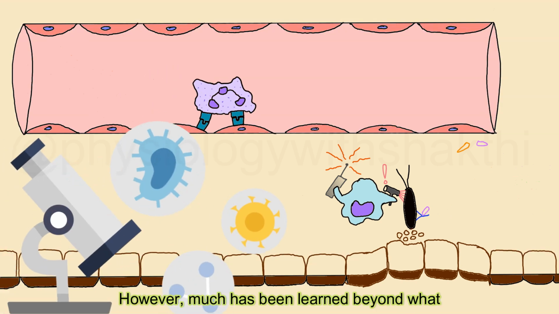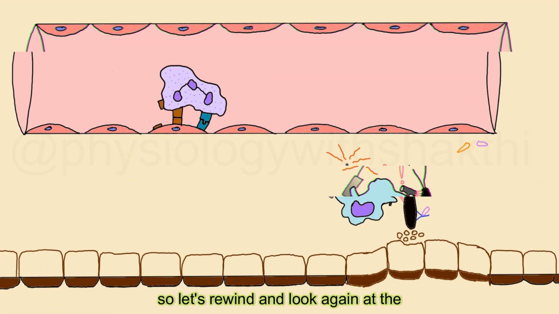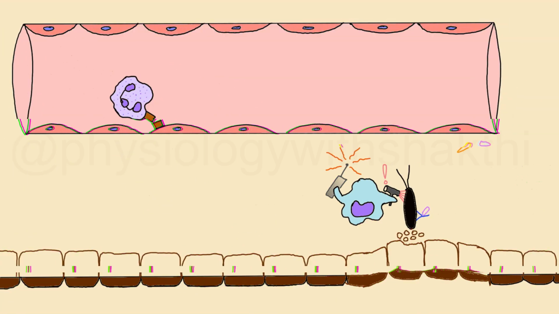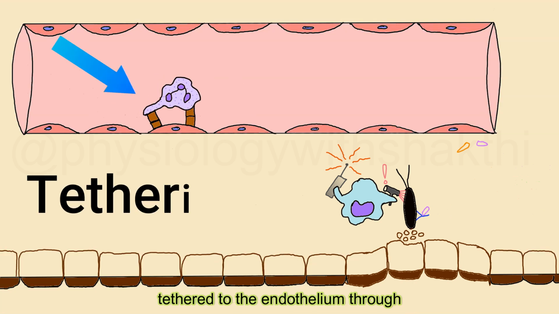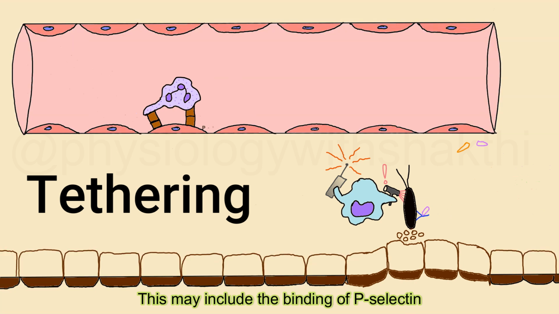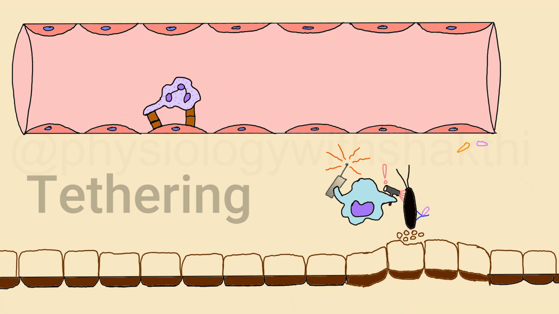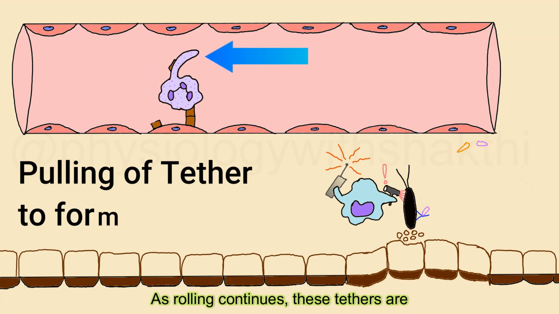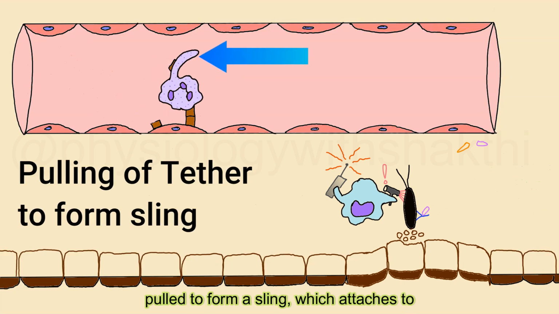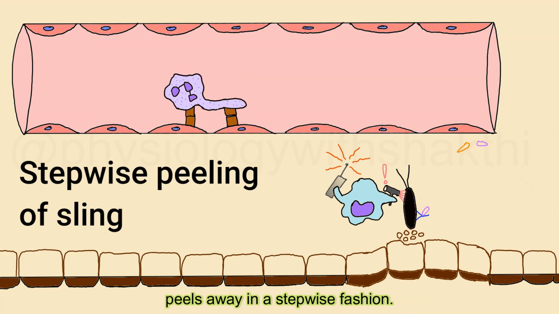However, much has been learned beyond what traditional textbooks describe, so let's rewind and look again at the current understanding. The moving neutrophils initially get tethered to the endothelium through specific protein interactions. This may include the binding of P-selectin to its ligand, PSGL1, or interactions involving E-selectin and sialylated carbohydrate ligands. As rolling continues, these tethers are pulled to form a sling, which attaches to new sites on the endothelium and gradually peels away in a stepwise fashion.